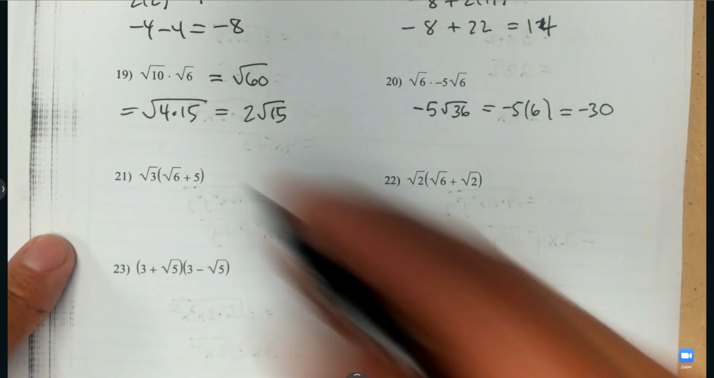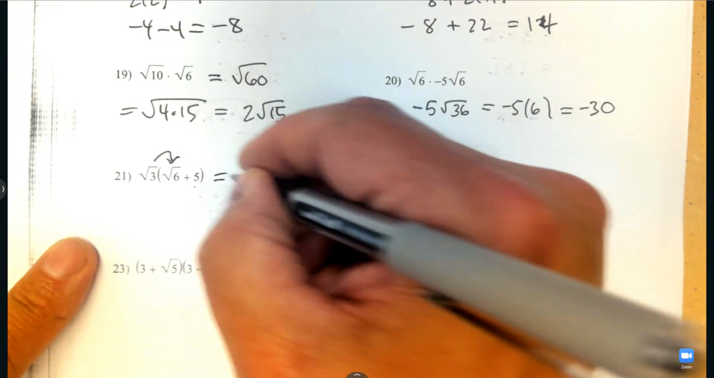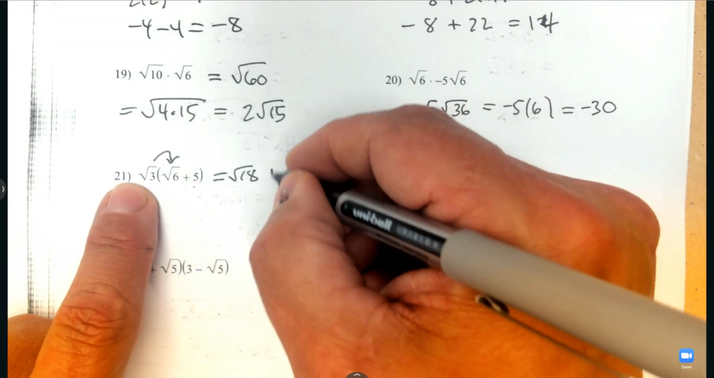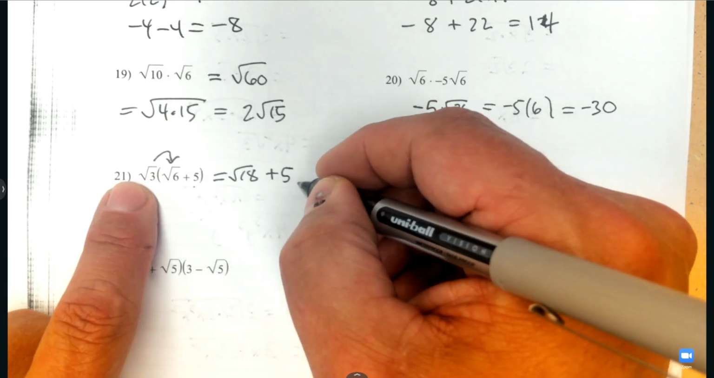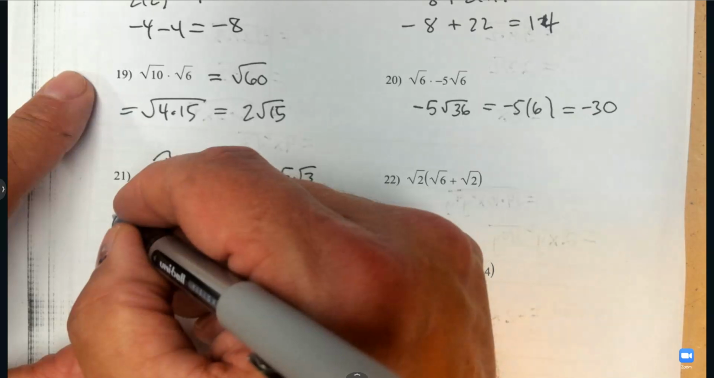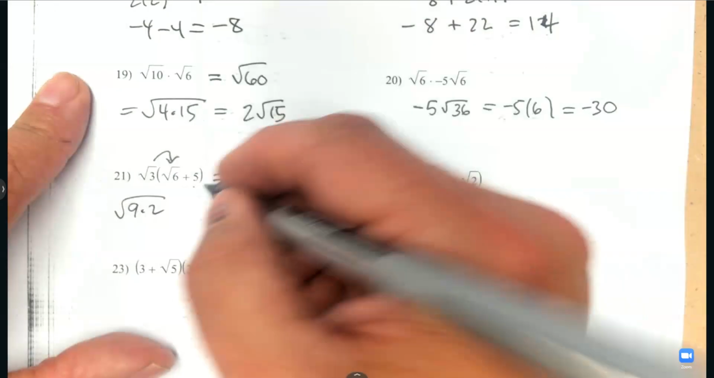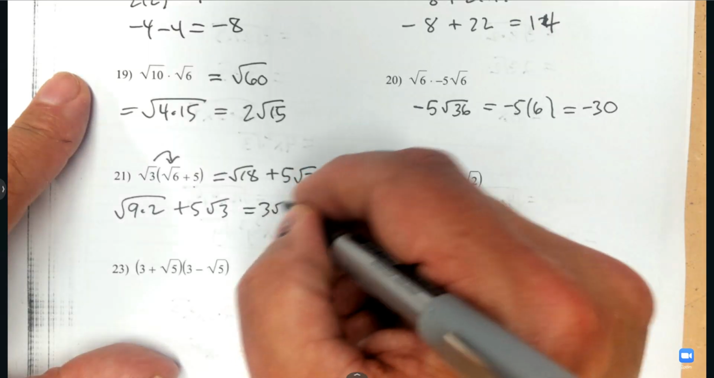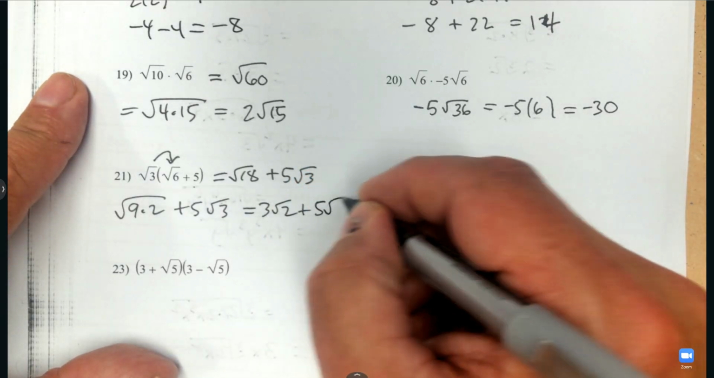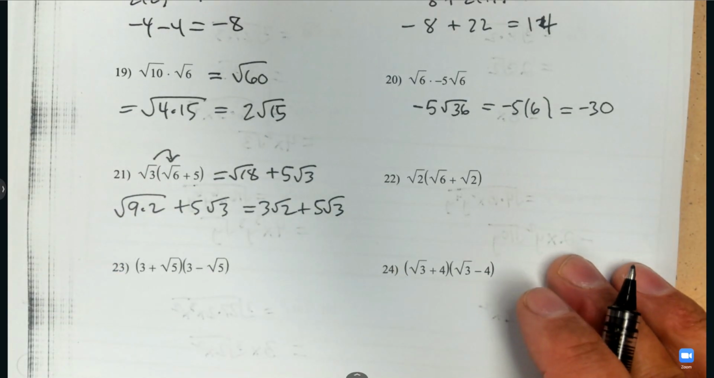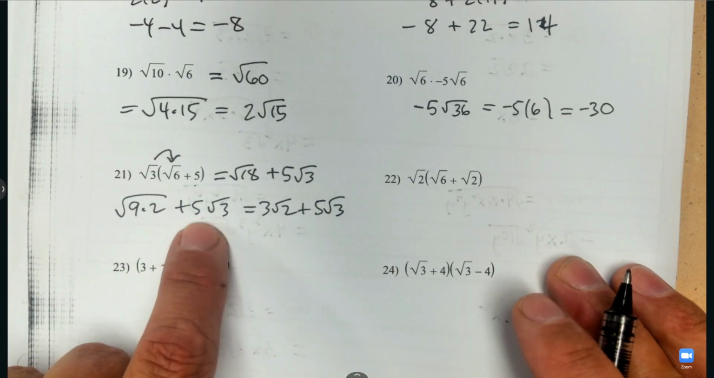Sometimes we have to distribute. So root 3 and root 6 is root 18. Now, these are unlike numbers, so they just go beside each other. So it's not 15. It's 5 times root 3. They just go beside each other. Root 18 is 9 times 2. And the square root of 9. So that's 3 root 2. And that's 5 root 3.